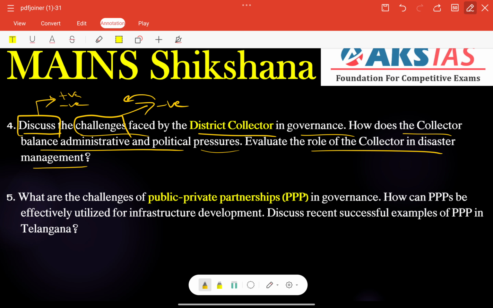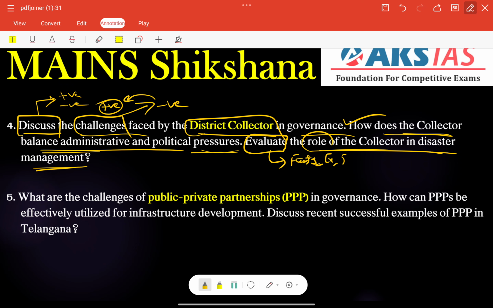Before that we need to start with some importance, meaning the district collector's roles or some functions we can write here, right? So, adding a point. Next, how does the collector balance administrative and political pressures, right? That needs to be connected in the second part. Next, evaluate the role of the collector in disaster management. Evaluate means not providing only positives and negatives every time, right? For the role, we need to focus on providing some facts and examples, including reports, etc.